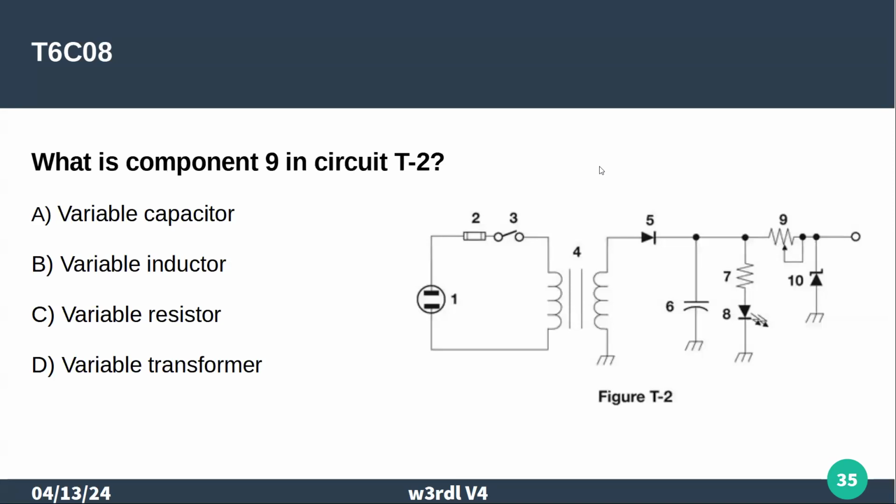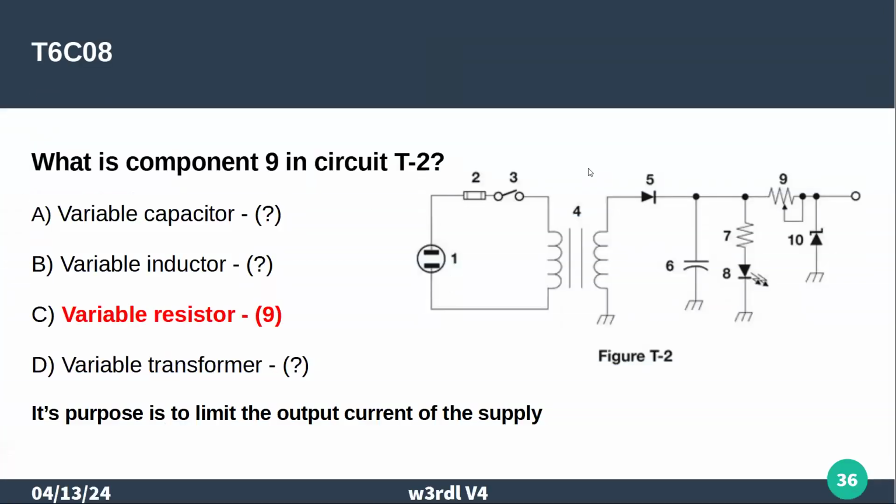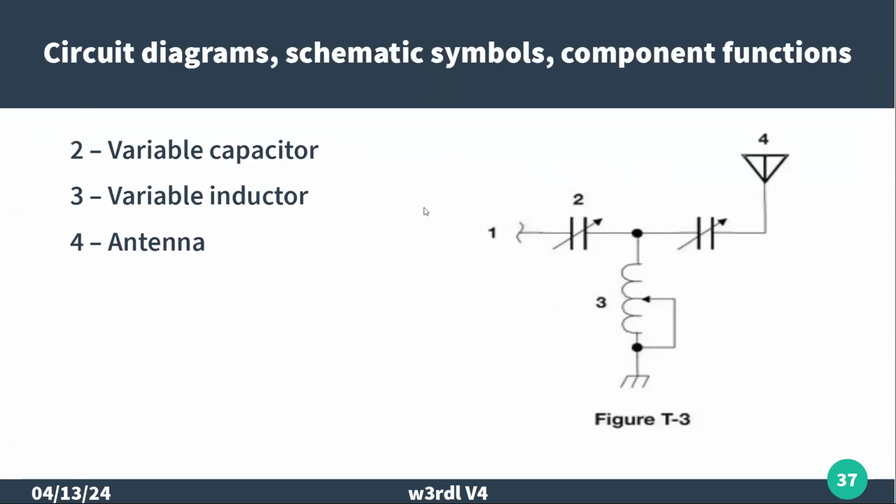What is component 9? Potentiometer. Charlie. Yeah, it's a potentiometer, but the way it's hooked up, it's a variable resistor.